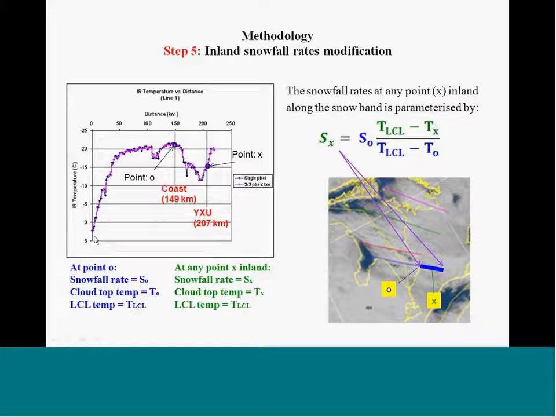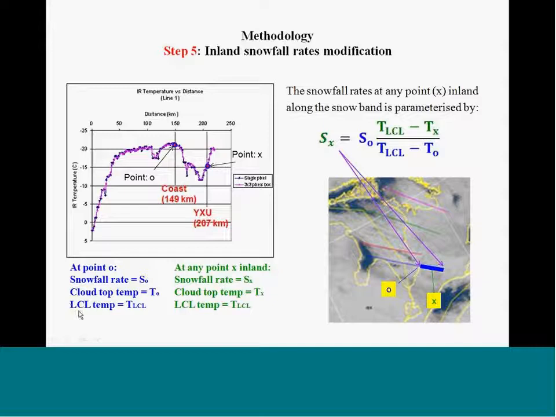So this graph here again, the cutoff temperature change with distance. So here is the coastline, which corresponds to the point O. So we already calculated at this point in step 4. Okay? Now, at that distance, we say any point X, here, for example, it's point X here. Okay? So at point O, you already know the snow rate, which is S0.